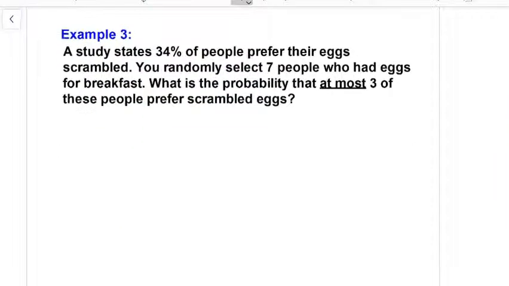So let's see what that looks like. A study states 34% of people prefer their eggs scrambled. You randomly select 7 people who had eggs for breakfast. What is the probability that at most 3 of these people prefer scrambled eggs? So at most 3 means less than or equal to 3. So 0 people, 1 person, 2 people, or 3 people.